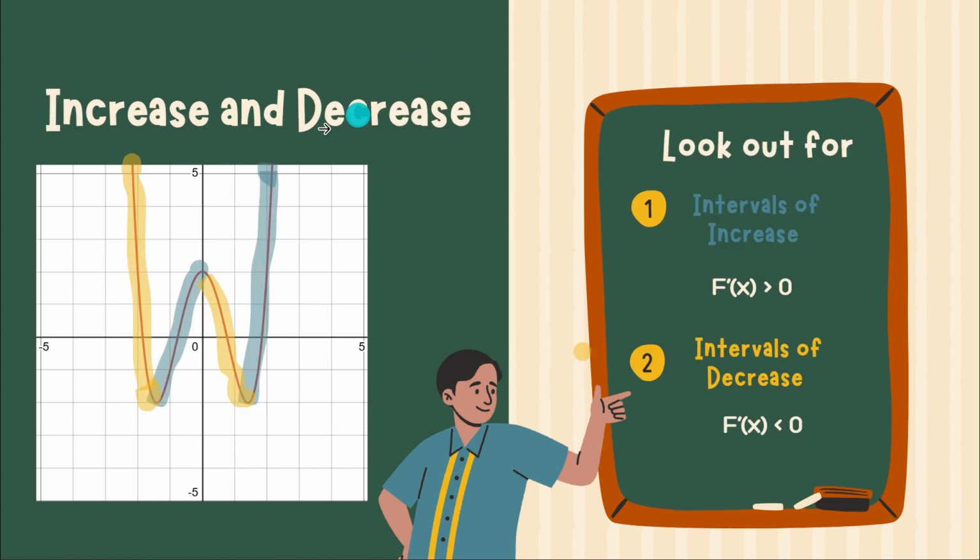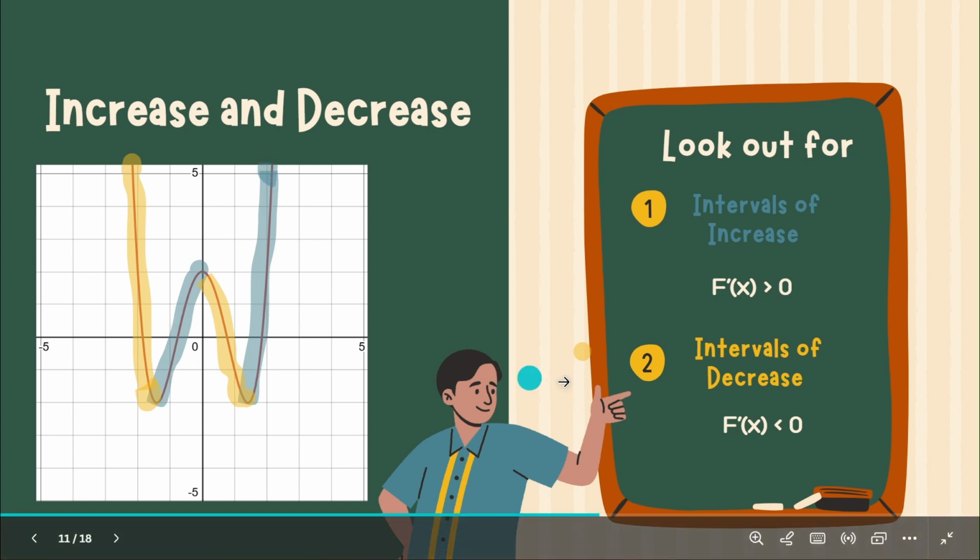Another really important thing to look out for is intervals of increase, which is when f prime of x is greater than 0. So you need to find the derivative of the function that you're given. And when f prime of x is greater than 0, that's when the function is increasing. When it's less than 0, the function is decreasing.